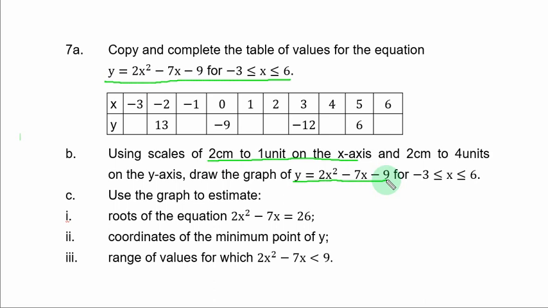C. Use the graph to estimate: figure 1, the roots of the equation 2s squared minus 7s equal to 26. Figure 2, the coordinates of the minimum point of y. Figure 3, the range of values for which 2s squared minus 7s is less than 9.